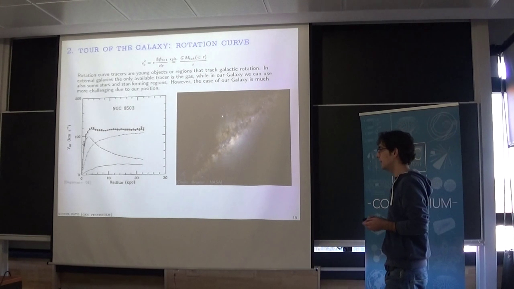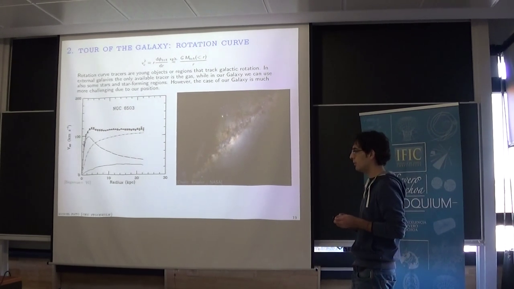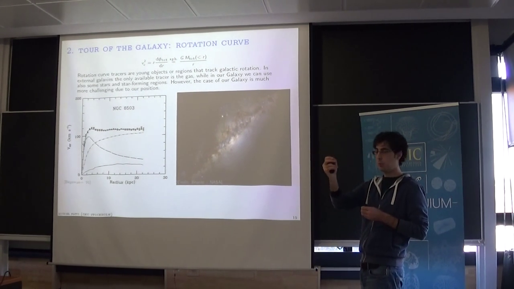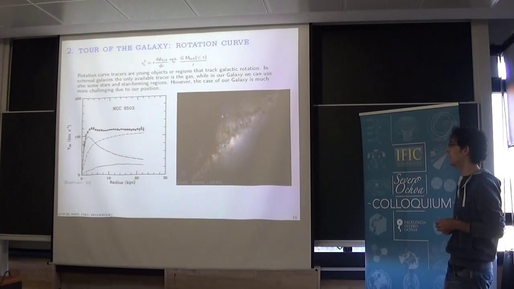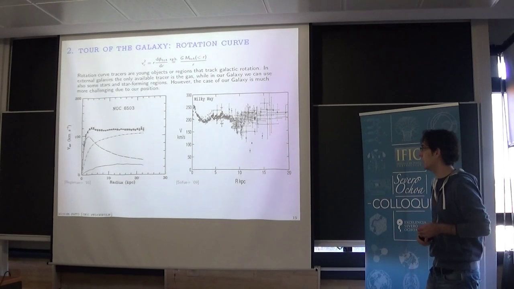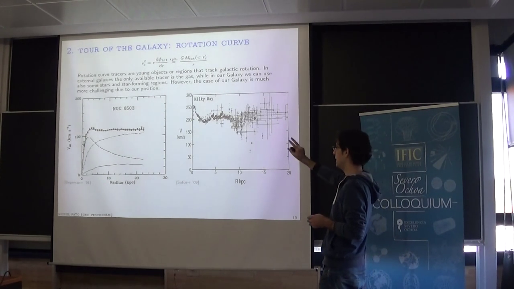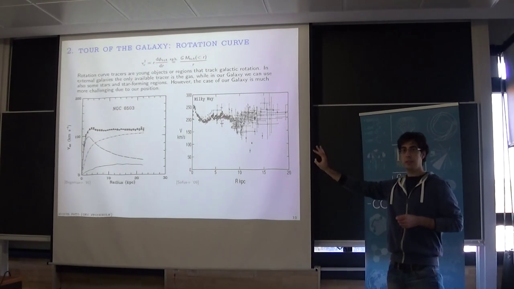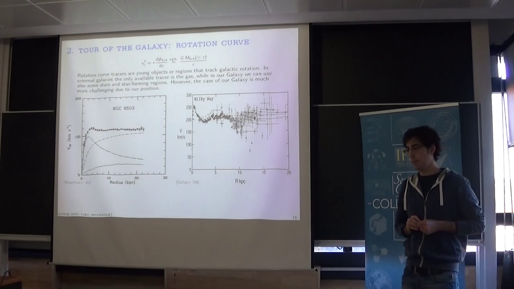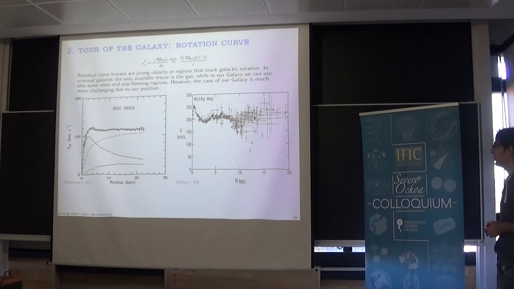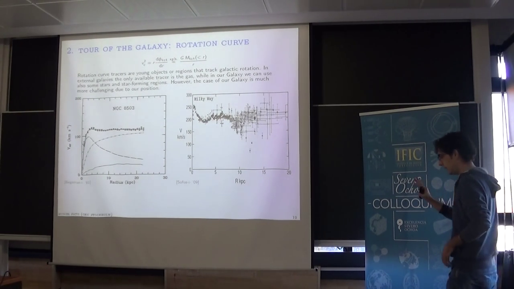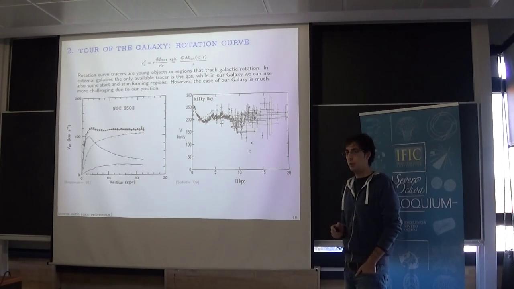We are inside the galaxy, inside the star disk. It's very, very difficult to measure precise distances and precise velocities to gas, to stars, to regions of the galaxy. And the situation looks more or less like this. We have huge error bars, we have systematics at play, and so on. So it's a difficult problem. I don't want to be too pessimistic. And therefore, I'll just say that it is still possible to constrain the rotation curve.